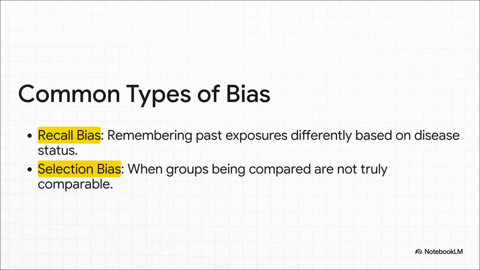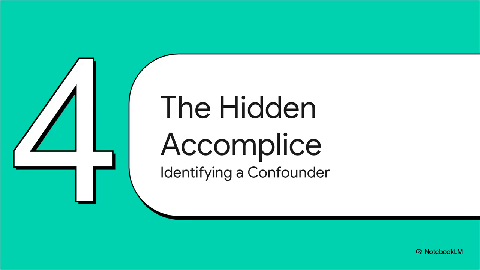Now, two of the most wanted types of bias are recall and selection bias. Recall bias, that's like having an unreliable witness. Someone who just had a heart attack is probably going to think a lot harder and remember every single sugary drink they've ever had. A healthy person, not so much. And selection bias is like interviewing the wrong suspects entirely. If your healthy group is full of, say, professional athletes, they're not really a fair comparison to the average person, right?